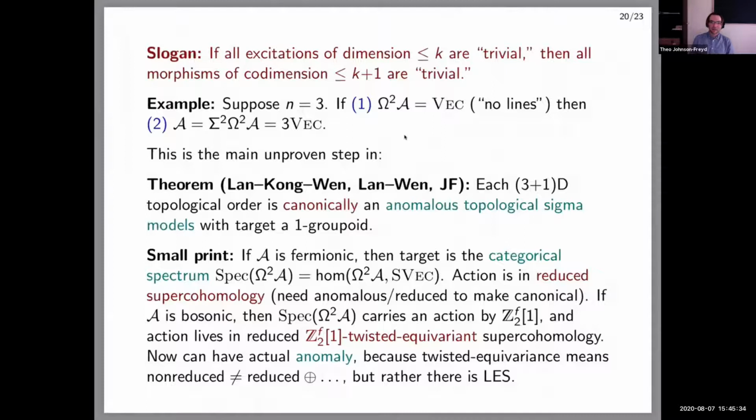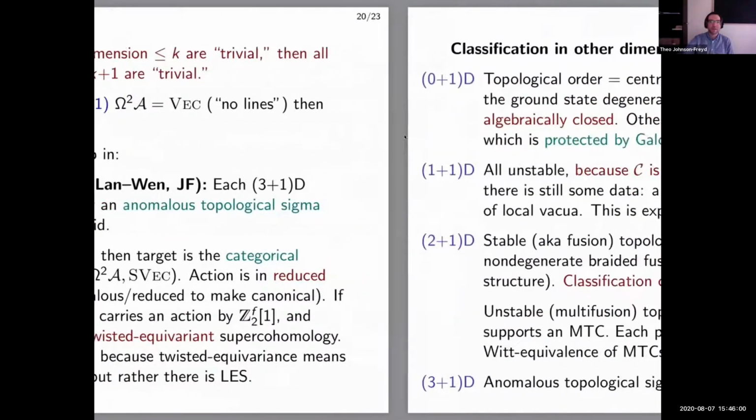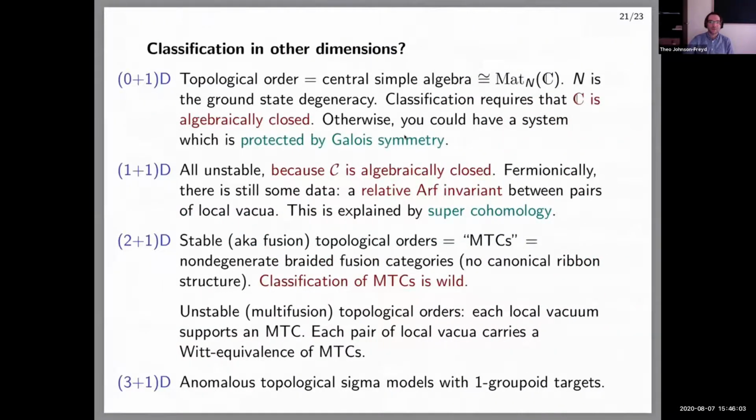And I think the one gap in the proof was this statement that they used this sort of naive idea that if there were no line operators, then there were also no surface operators. And this was the one thing that really needed to be proven. And I put some small print on the page that I don't have time to tell you about, what exactly I mean by anomalous topological sigma model and about fermionic versus bosonic theories. And I'm out of time, so let me just say very quickly that I can push this type of logic of theirs to some higher dimensions.